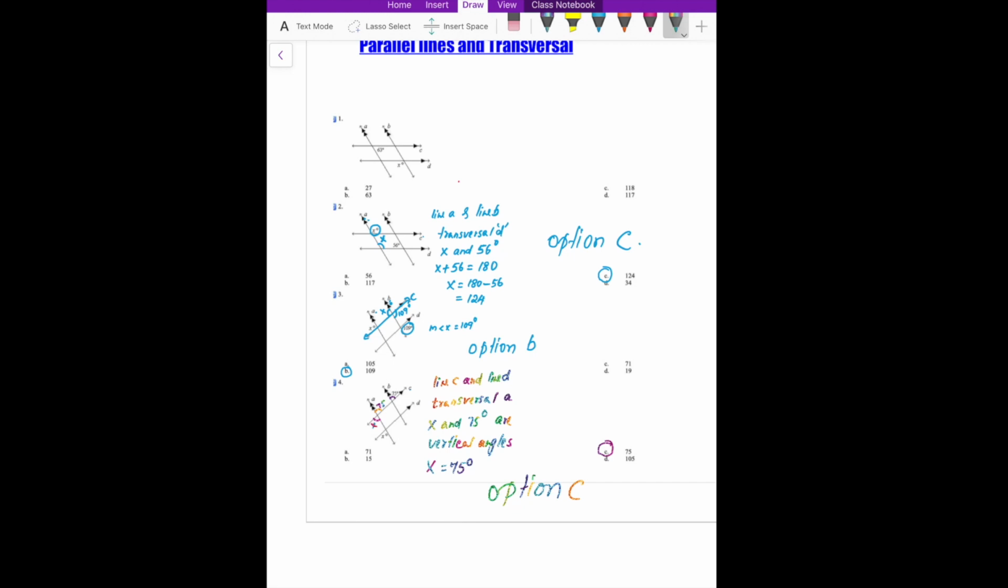Hope you understand all these 4 problems. Please watch the other video where I was explaining how to identify the corresponding angles, alternate interior angles, alternate exterior angles, then same interior angles, same exterior angles. Please go over that video before you try this type of problems from the textbook.